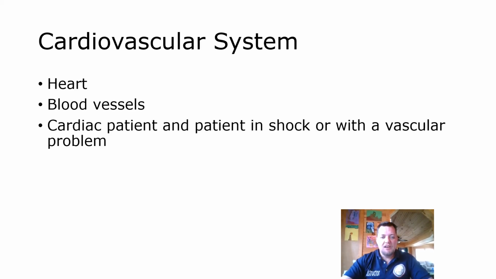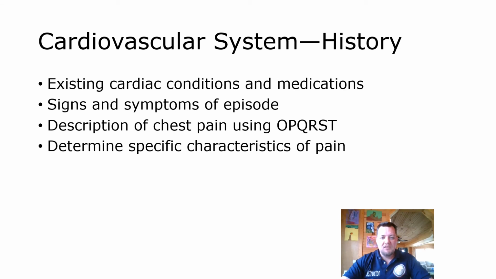Okay. For the cardiovascular system, we're going to look at the heart, the blood vessels, the cardiac patient, and the patient in shock or with a vascular problem. Okay. For history, you're going to look at any kind of existing cardiac conditions and medications, signs and symptoms of the episode, description of the chest pain using that OPQRST. So when did it start? Does anything make it better or worse? What does it feel like? Does it go anywhere? Rated on a scale of 1 to 10, and how long has it been going on?